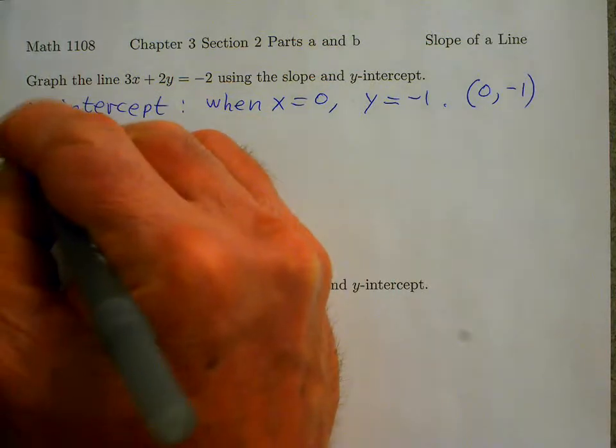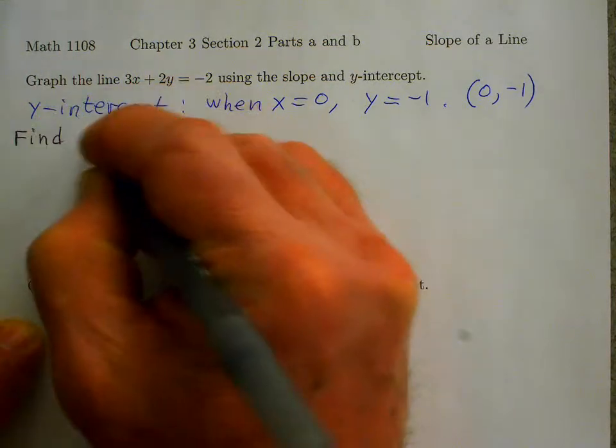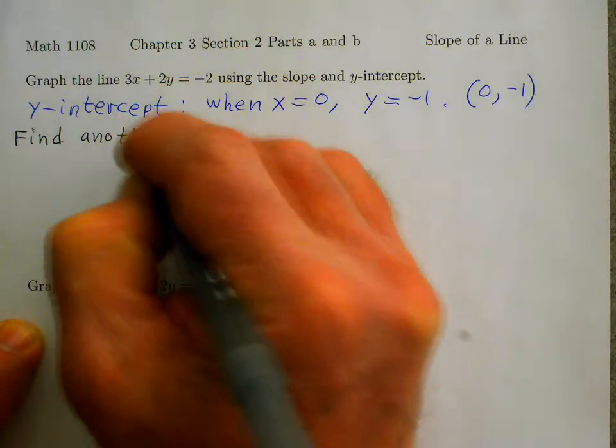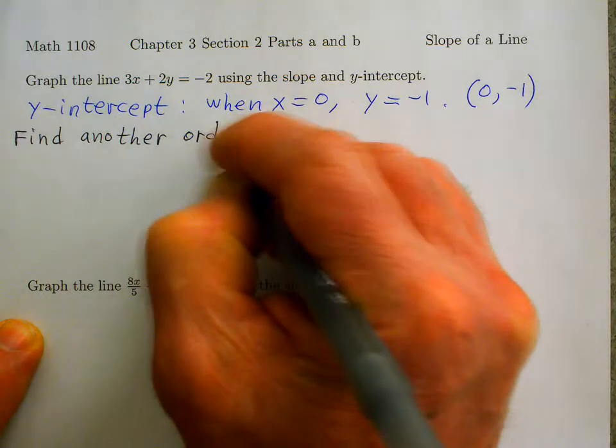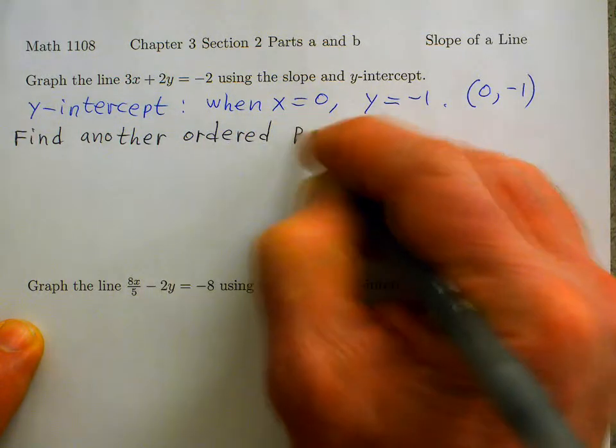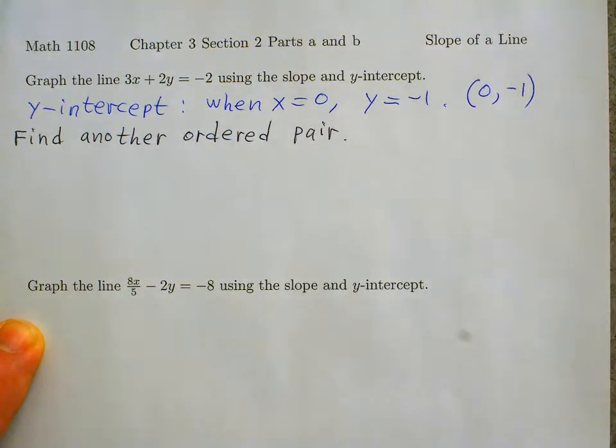Okay, so find another point. Find another ordered pair. So which ordered pair do you want to find? There are infinitely many to choose from.